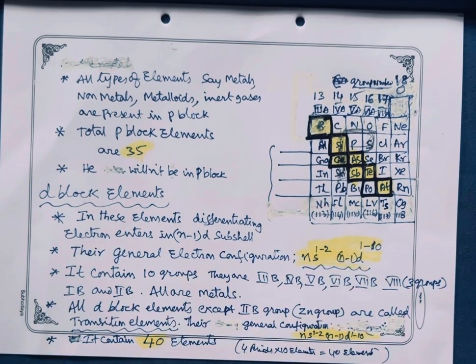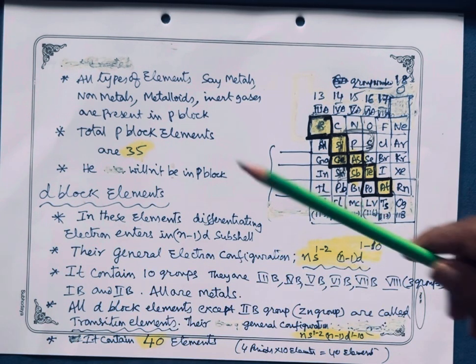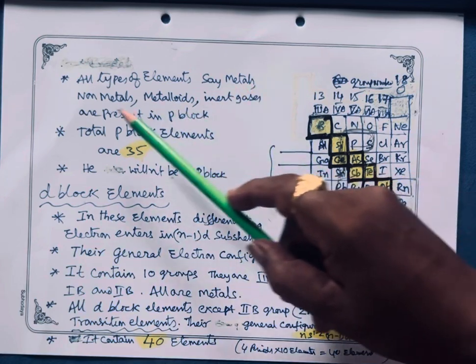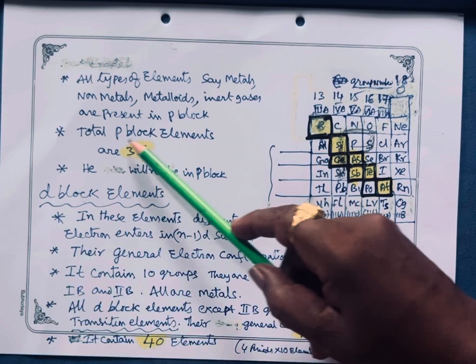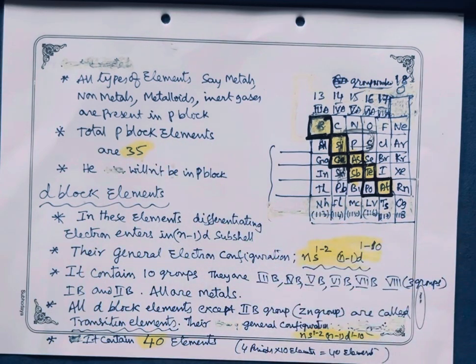known as metalloids. Metalloids means semi-metals. Here you see all types of elements, metals, non-metals, metalloids, inert gases, are present in P block. Total P block elements are 35.